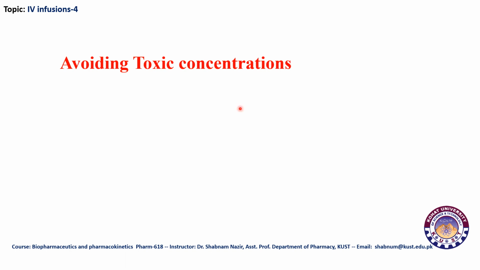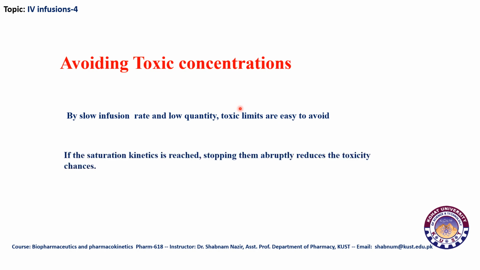Avoiding toxic concentration is another benefit of knowing the pharmacokinetics of intravenous infusions in clinical situations. By slow infusion rate and low quantities, toxic limits are easy to avoid. We have discussed it multiple times, and I think it doesn't need any further elaboration. If saturation kinetics is reached, stopping the infusion abruptly reduces the chances of toxicity. As we know, saturation kinetics is the one in which the elimination rate has also started to follow zero order kinetics.